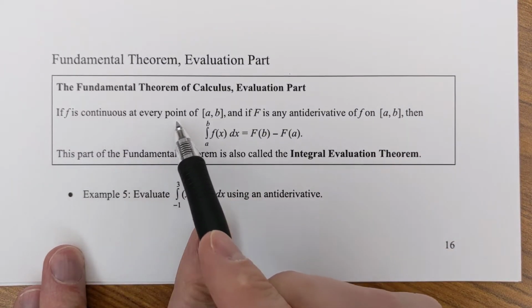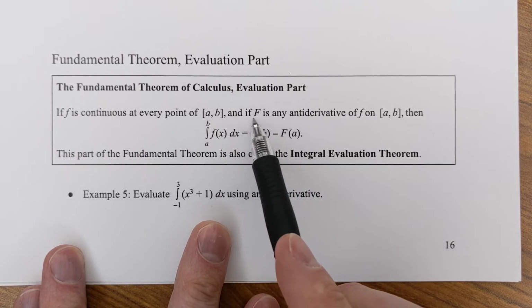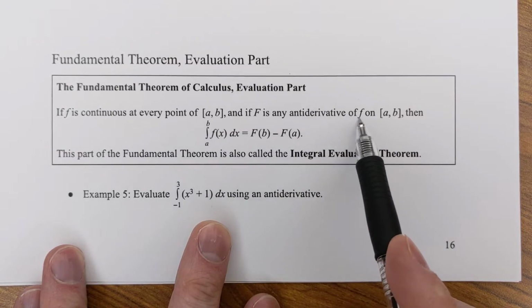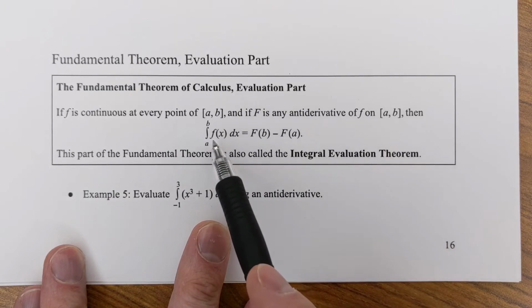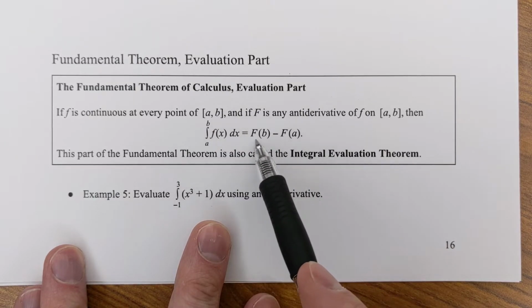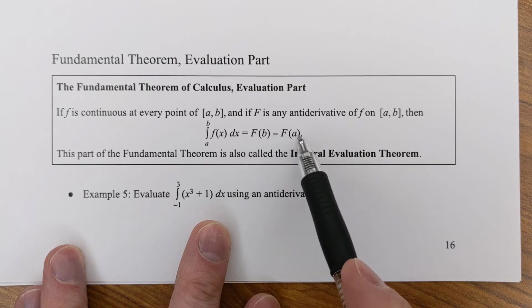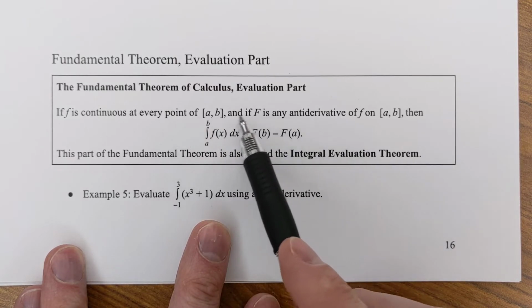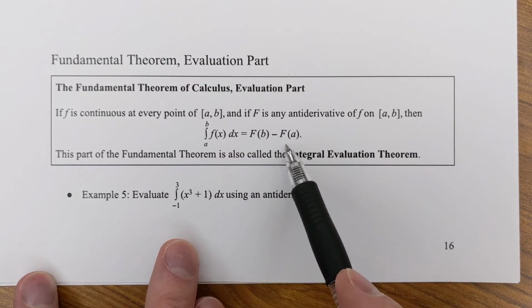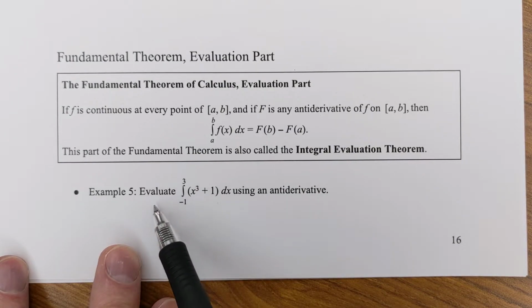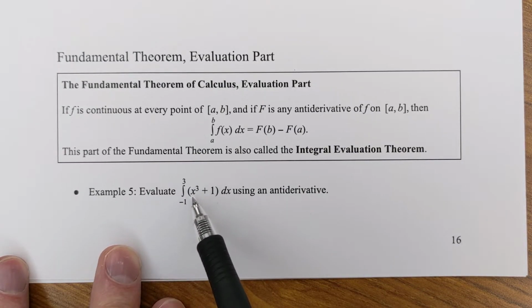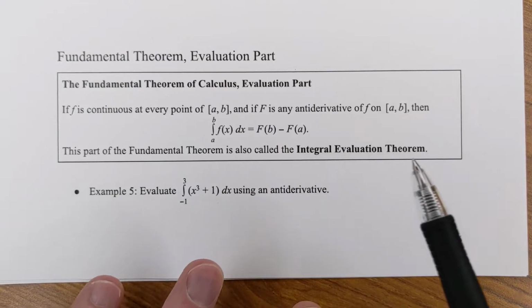Says if f is continuous at every point of a to b, and if capital F is any antiderivative of little f on a to b, then this is the formula we use. Now this is kind of a variation of what we had last section, except we had an x here, f of x minus f of a, but this is how you can do evaluations for integrals. So example 5, evaluate from -1 to 3 of x cubed plus 1 using an antiderivative.